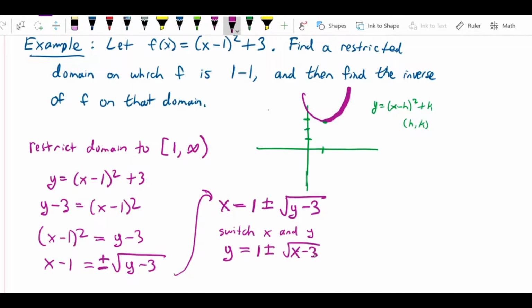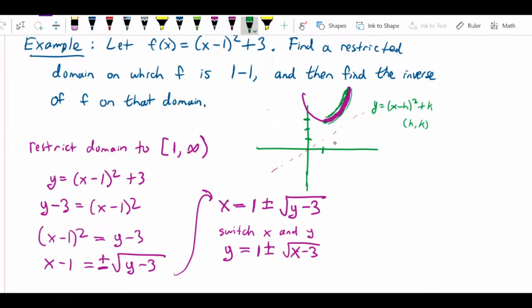Okay, so we've gotten to this point, and we can't keep this plus or minus in, because what you can see is that if I reflect that parabola over this line, that would give us the parabola that looks like this, and of course that would fail the vertical line test, so it's not a function. That's precisely why we restricted the domain. So we're only going to consider that really thick part of the parabola, which maybe I'll highlight in green just so you can see what part of the parabola we're considering.